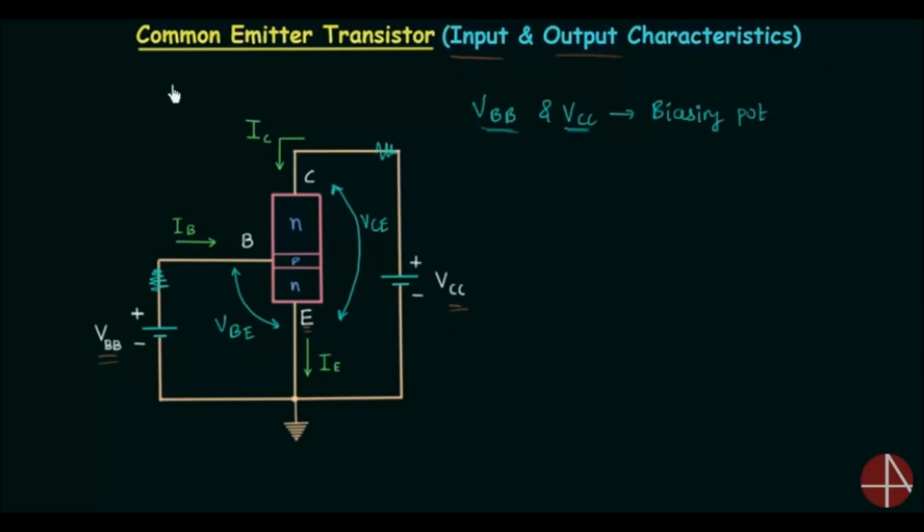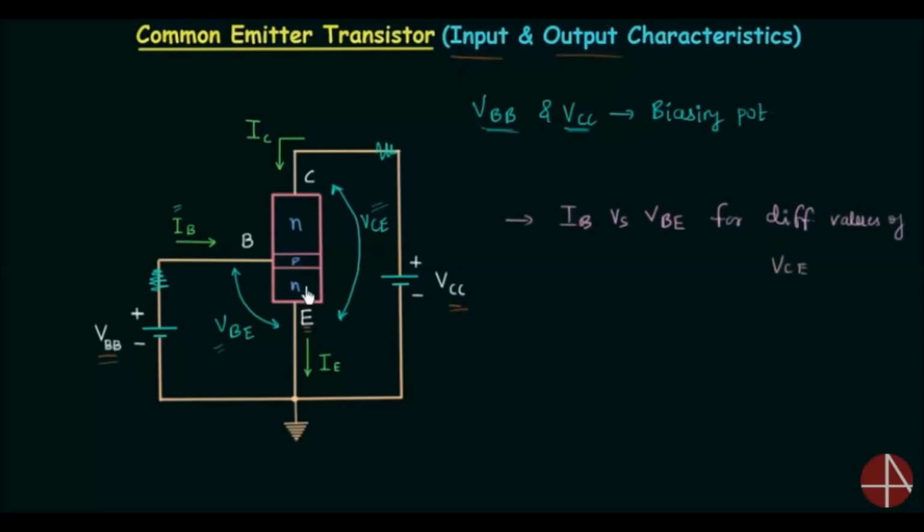In the input characteristics of the common emitter transistor, we need to plot the graphical relation between the input current IB and the input voltage VBE for different values of output voltage VCE. So we have to plot the input current IB versus the input voltage VBE, for different values of output voltage VCE.